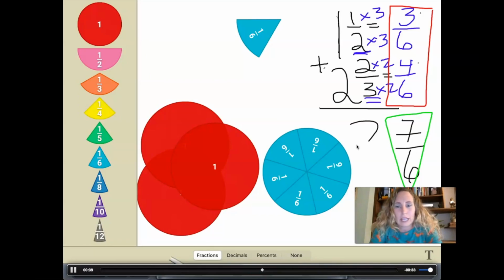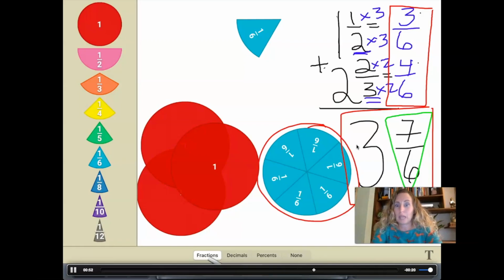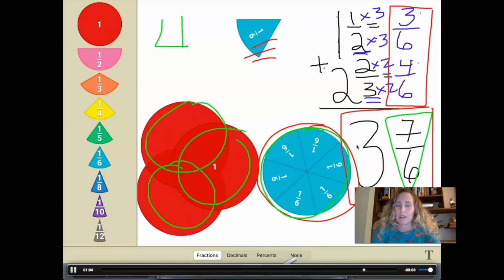Joining those wholes together is pretty doable. 2 plus 1 is 3. Done and done. Now that is the final answer, 3 and 7/6. But why would we never see this in a cookbook or in a recipe book? Because we have more than one whole with that little improper fraction. In fact, the very definition of an improper fraction, it is an amount greater than 1.